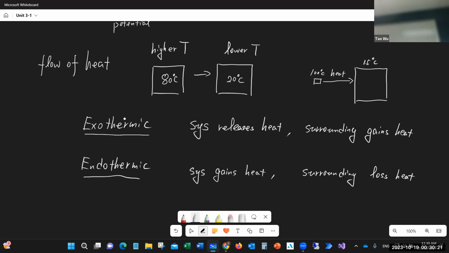Are you clear? When we talk about endothermic or exothermic, you really need to determine what the system is. If the system is the part that's receiving the heat, then that's an endothermic process. If the system is the part that's releasing the heat, then that's going to be exothermic.